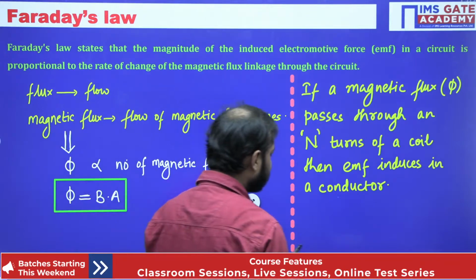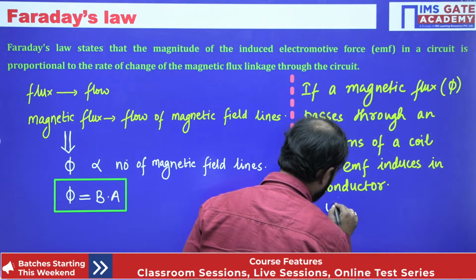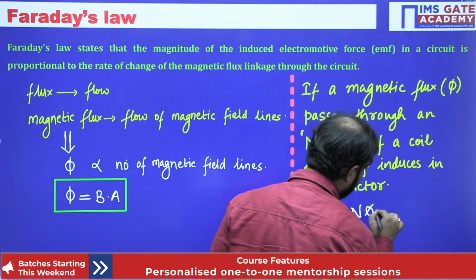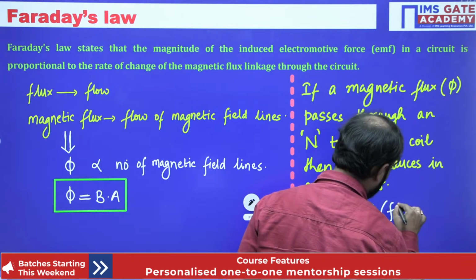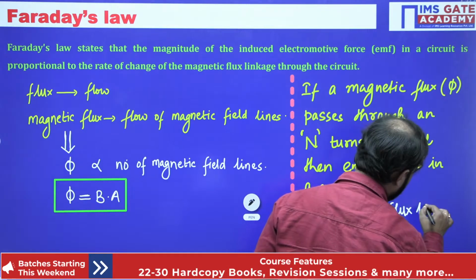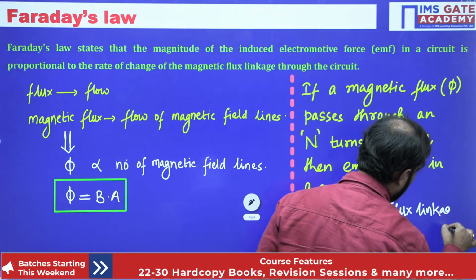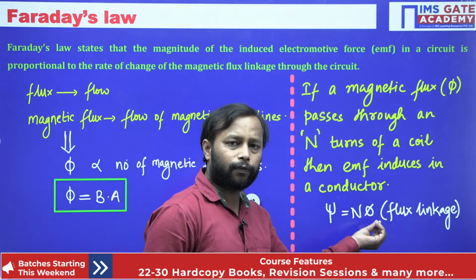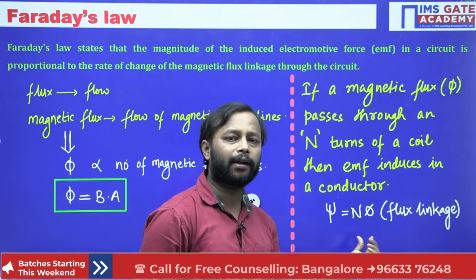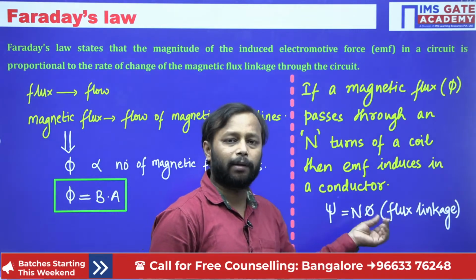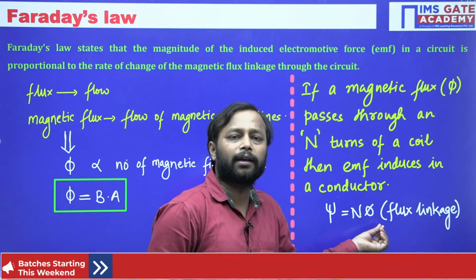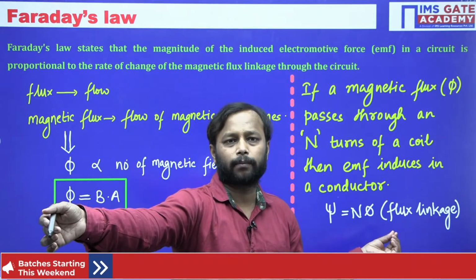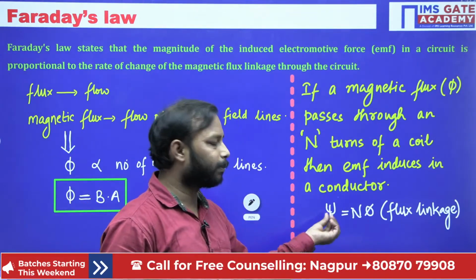But here one thing we should understand: what is psi? Basically psi is N into phi, which is flux linkage. The number of flux linking the N turns of a coil is known as flux linkage. It means how many fluxes are linking the number of turns of a coil. So this psi is basically N into phi.